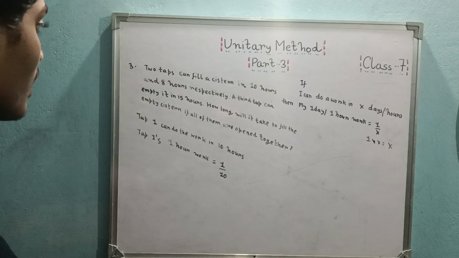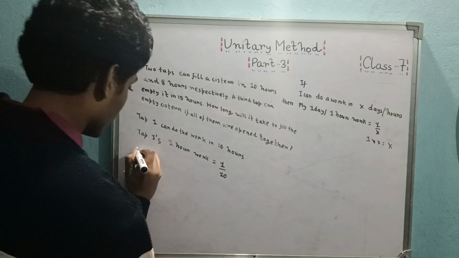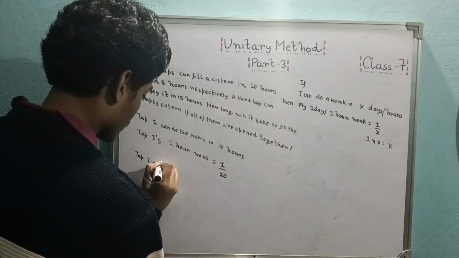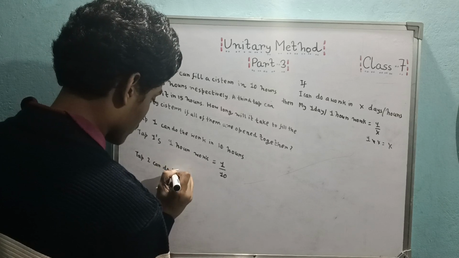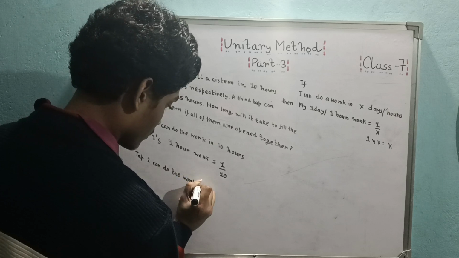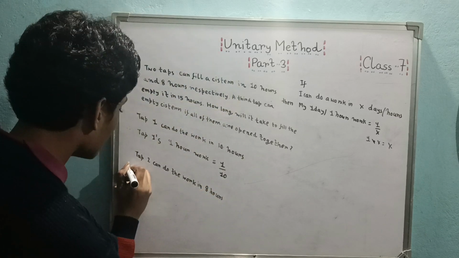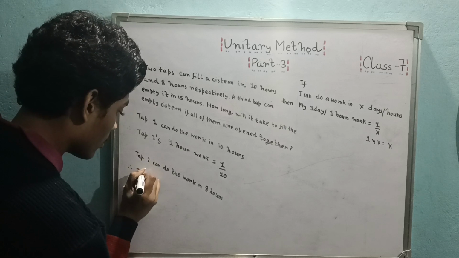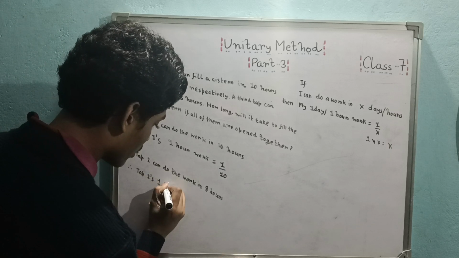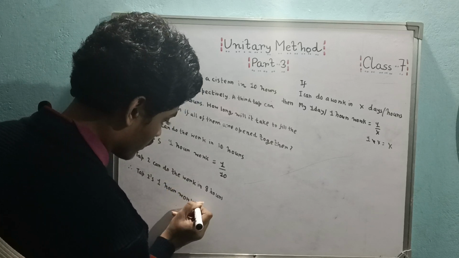Now, tap 2 can fill the system, means tap 2 can do the work in 8 hours. Therefore, tap 2's 1 hour work, just like the previous one, this will be 1/8. Same formula.